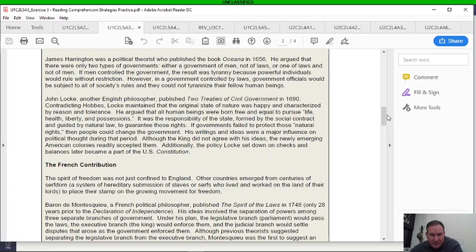Okay, it was the responsibility of the state, formed by the social contract and guided by natural law, to guarantee those rights. If governments failed to protect those natural rights, then people could change the government. His writing and ideas were a major influence on political thought during that period. Although the king did not agree with his ideas, the newly emerging American colonies readily accepted them. Additionally, the policy Locke set down on checks and balances later became a part of the U.S. Constitution. So again, relationships: how did that influence our own form of government today?